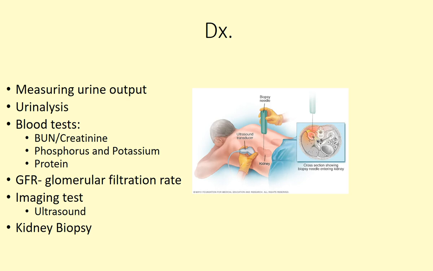Let's see here. So for diagnostics, they're going to measure urine output. They're going to do a urine analysis. They're going to do blood tests, testing blood and creatinine, phosphorus, and potassium, and they're also going to test for proteins. They're also going to do what they call a GFR, which is a glomerular filtration rate, to find out if the kidneys are actually filtering something. They're also going to do some imaging testing, such as an ultrasound, to see if those are functioning correctly.